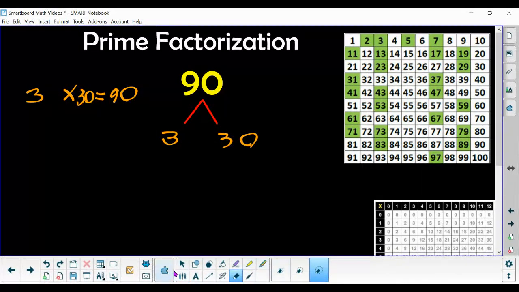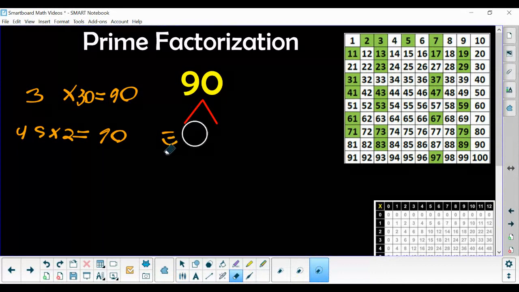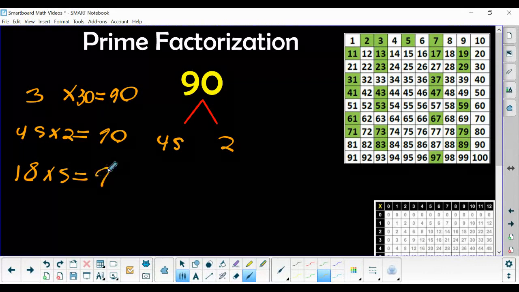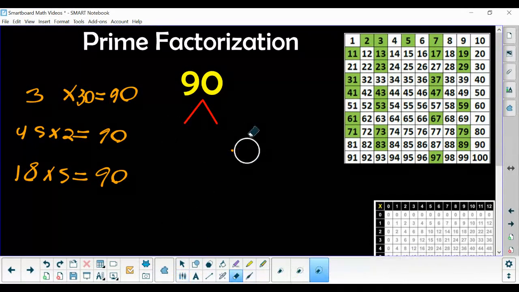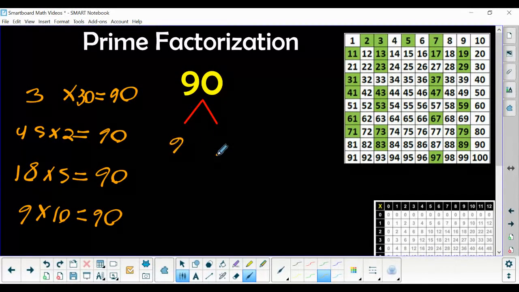Or you can also put 45 times 2. That also gives you 90. You can also put 18 times 5, which also gives you 90. And let's do one more. Another example would be 9 times 10 to give you 90, so right here you would put 9 and 10.